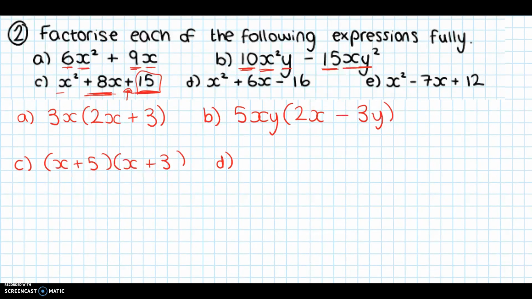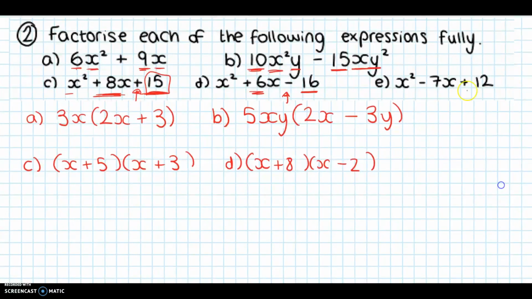Okay, this time I've got 2 numbers that multiply to give 16 and subtract to give 6. So 2 numbers that multiply to give 16, and when I take one away from the other I get 6, must be 8 take away 2.